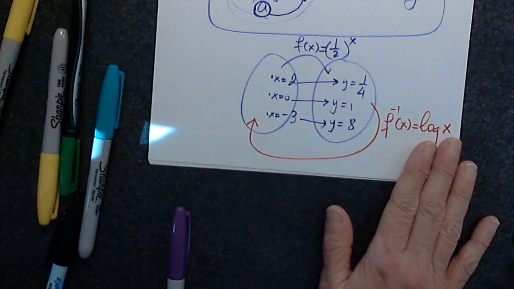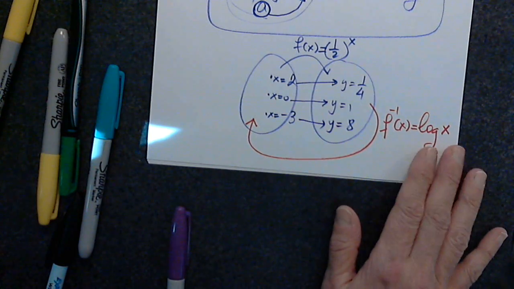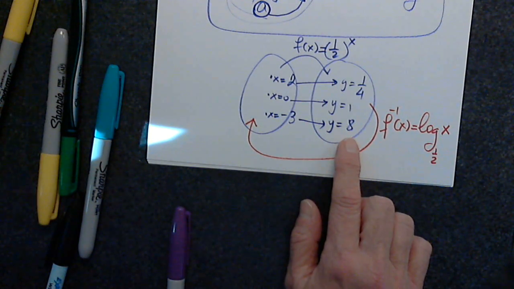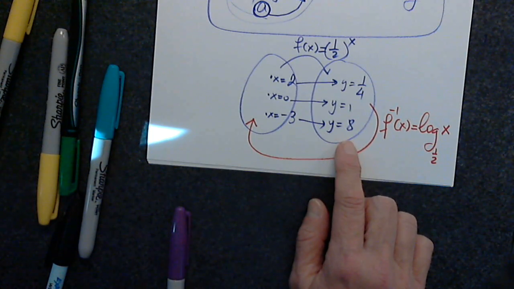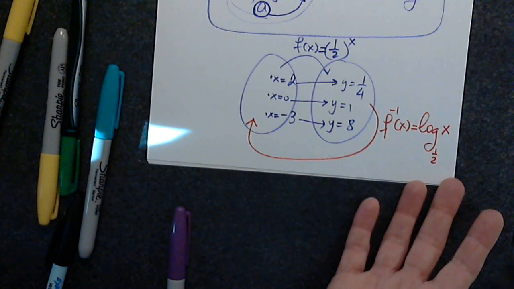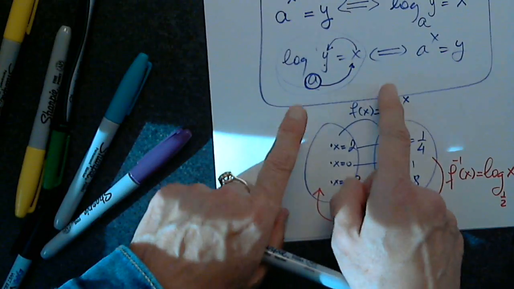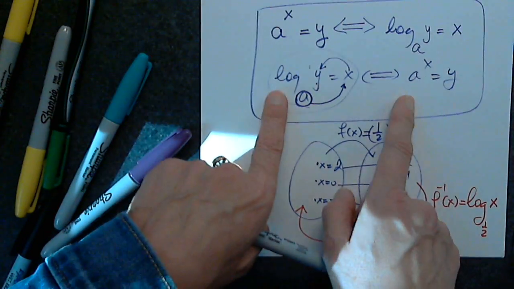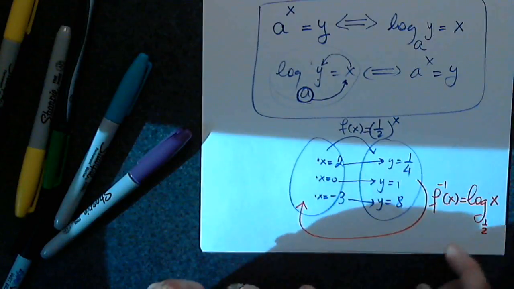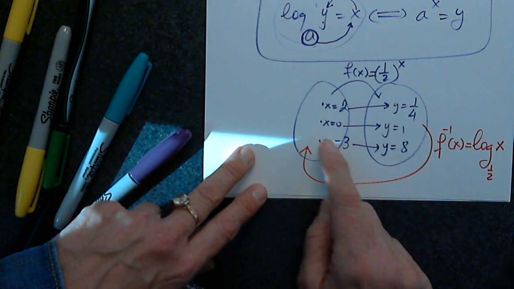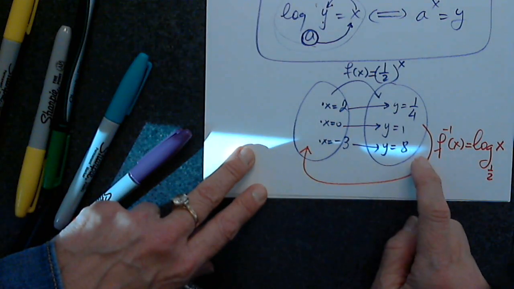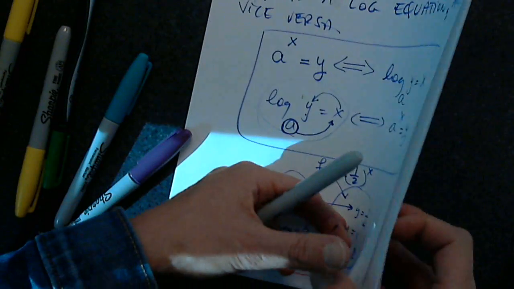And then I have to show you that when I apply this function to 8, the answer is -3. Otherwise, this is bogus. Okay, so let's do that. Using this very important concept, we are going to show that when we apply this function to 1/4, the answer will be 2. When we apply it to 1, it will be 0. And we apply it to 8, equals -3.